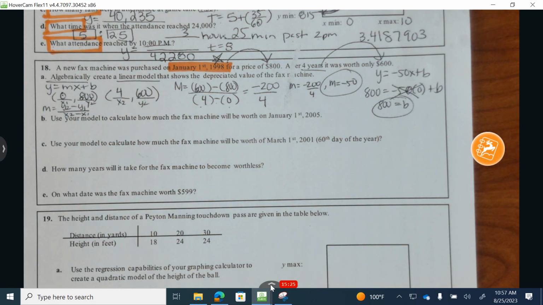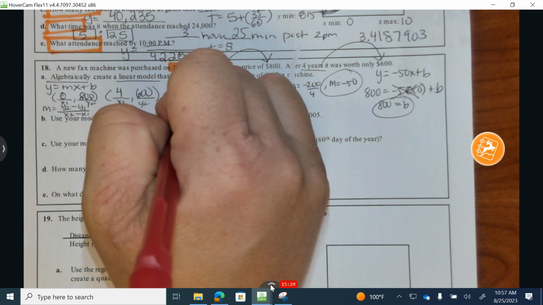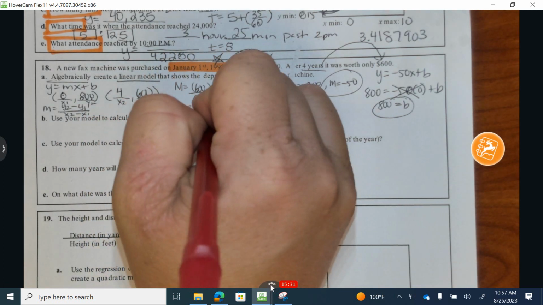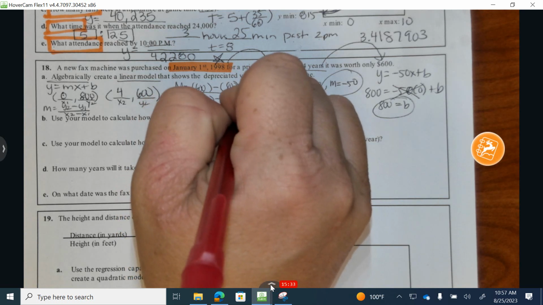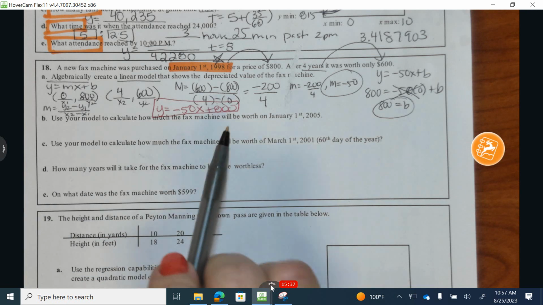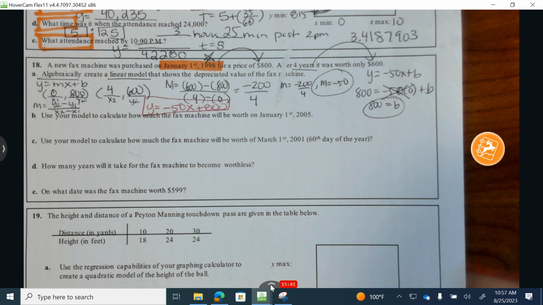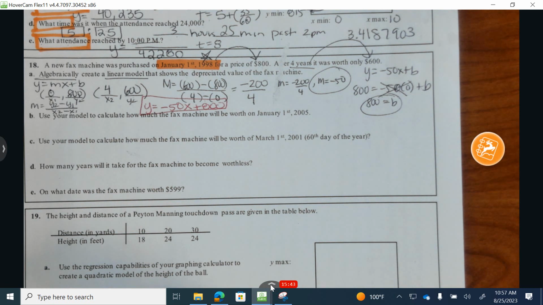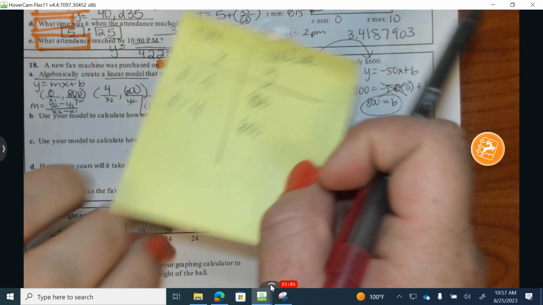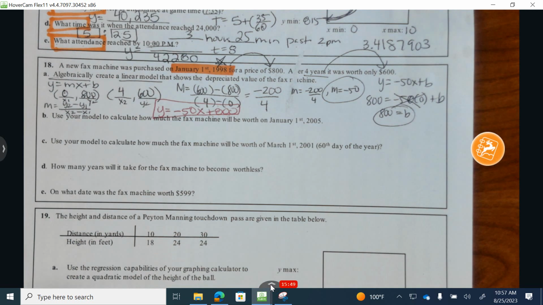So I'm going to grab a different colored pen for myself so it stands out for you guys. Y equals negative 50x plus 800. And again, we'll talk later on about how we could have identified 800 as the initial value, just based on the time we have here. So that would have been another way to identify 800.